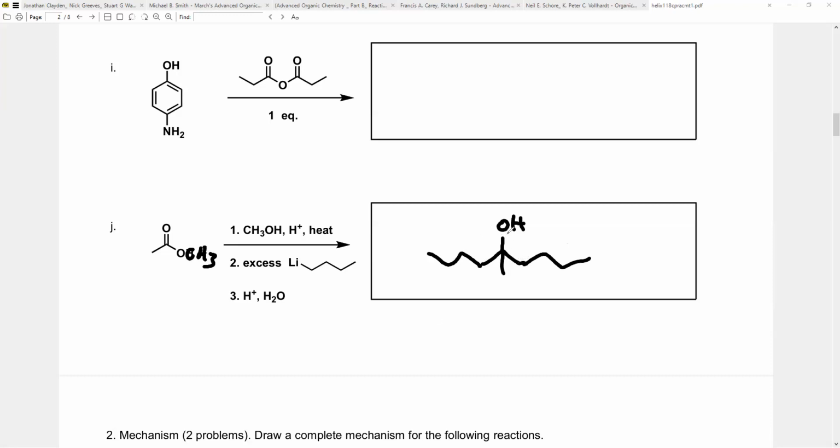Okay, cool. How could this have changed? Maybe I did DIBAL instead, and I get an aldehyde. Maybe I do transesterification, I guess. I don't know why you'd want to do that, but I guess you could have done that. Transesterification got to there, right? So cool, that's the predicted products.